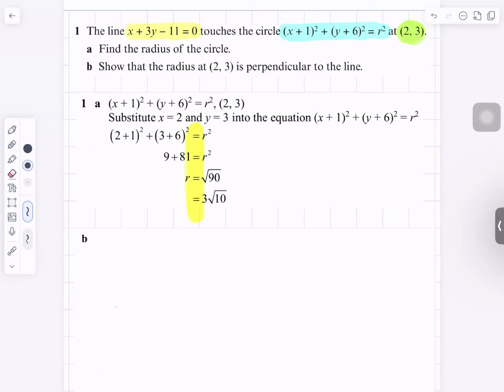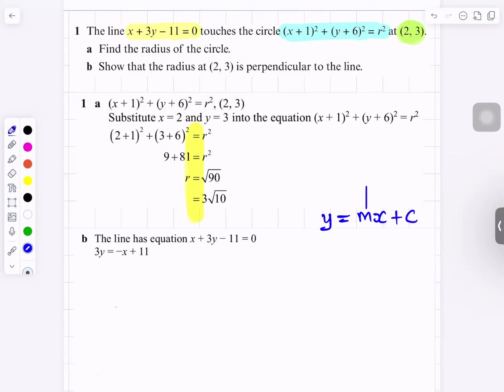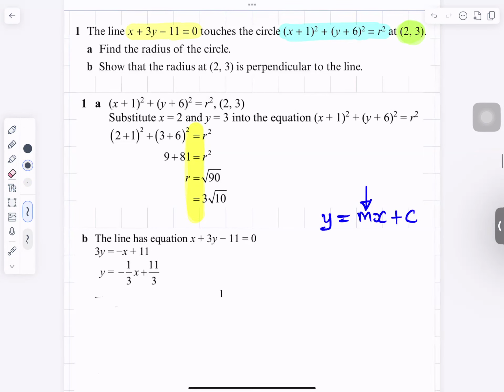Show that the radius is perpendicular to the line. So the line has equation, and you rearrange it to get y = mx + c, where m is the gradient. That gives y = -1/3 x + 11/3. So the gradient is -1/3.